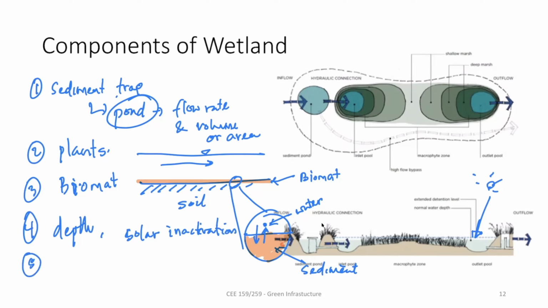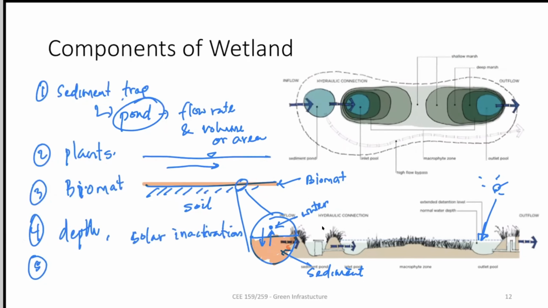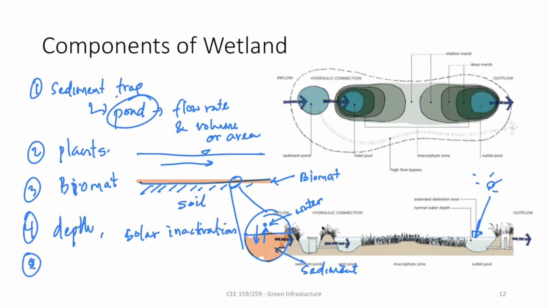That means if you need to remove pathogens using sunlight, you have to clean that area of any weeds or vegetation. So these are the main components of a wetland, and the things that you can control are the depth, size, and the flow rate.